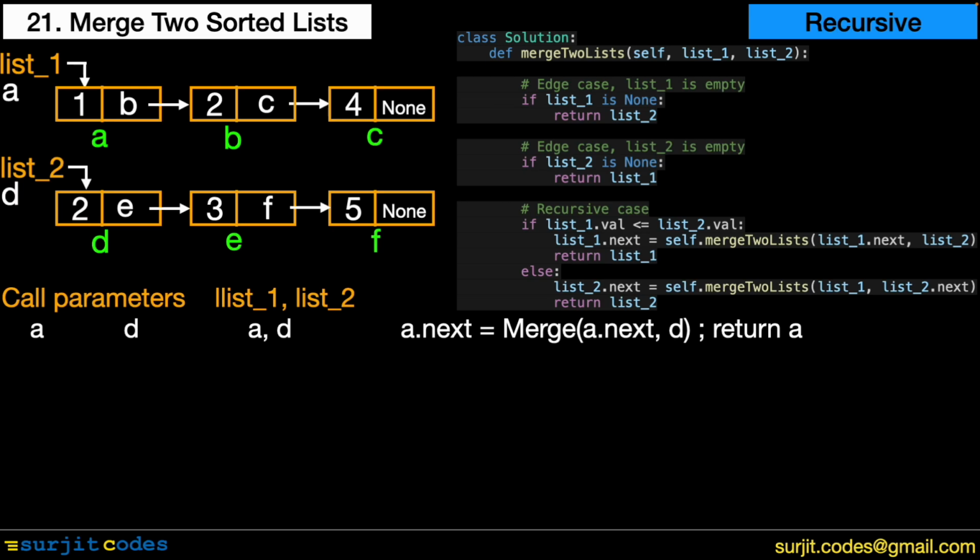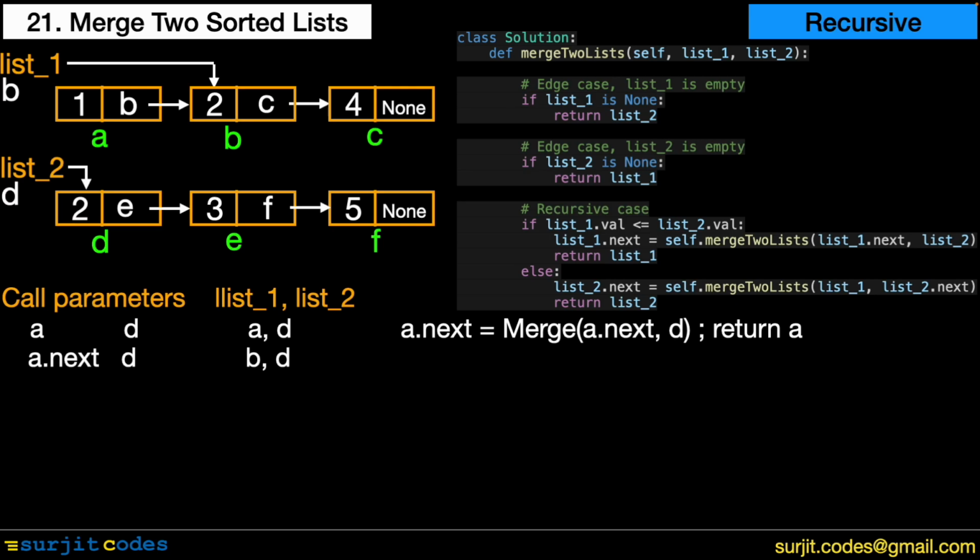But before we return A, we need to merge the next node of A with D. Note that the next node of A is B. This means that we need to first merge the lists with head B and D, and then we will assign the head of the merged list to A next. So execution suspends here and the next merge call starts.